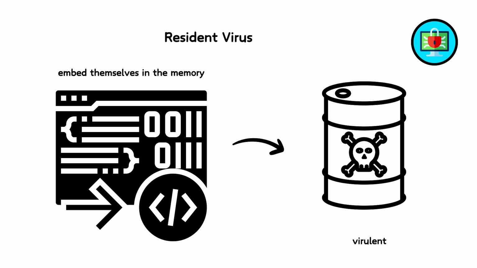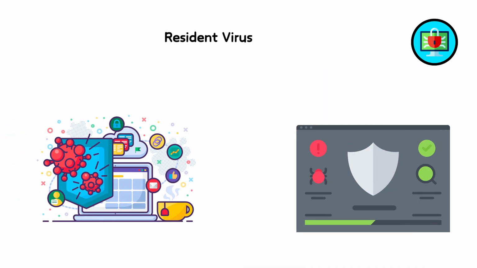This allows them to infect any file that is accessed on the computer, making them particularly virulent and difficult to eradicate. They can operate independently of the original file that delivered them, continuing to spread and infect long after the initial vector is gone. Combating resident viruses often requires sophisticated antivirus approaches that monitor memory operations as well as file actions.